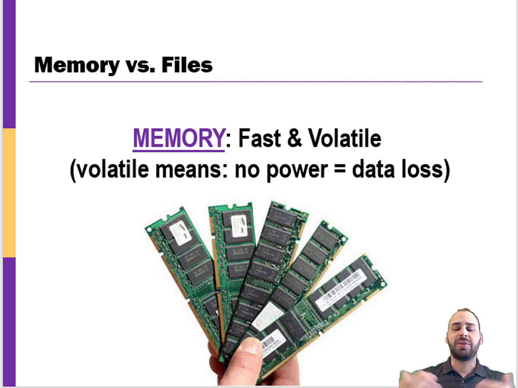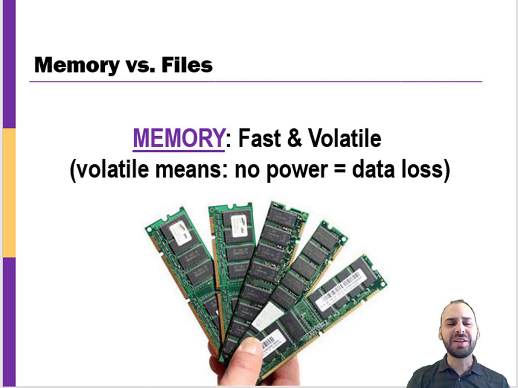So then you might ask the question, well, what's the difference? Okay. Well, memory is considered your fast and volatile storage. This is where you're storing information in a way in which the access time is quite fast. And volatile means that if you lose power, right, the data is gone.